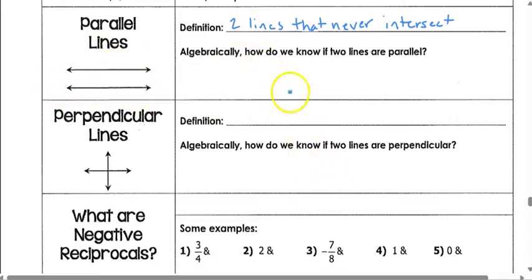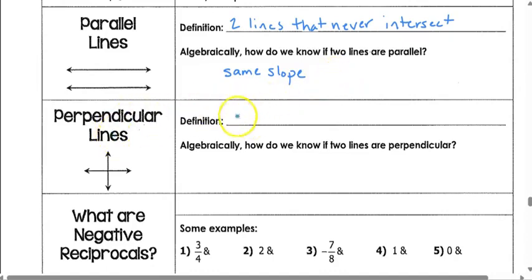And the way that we know two lines are parallel algebraically, meaning not looking at the lines themselves, but looking at the equation, is if they have the same slope. Okay, if two lines have the same slope, they are parallel.